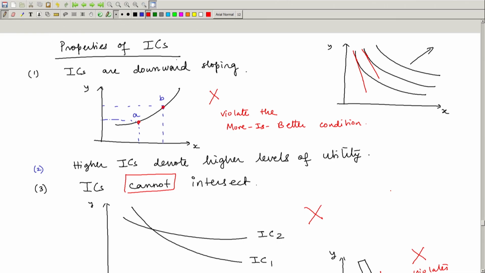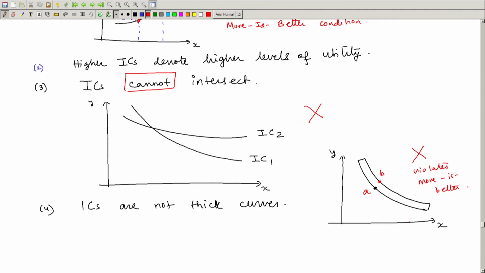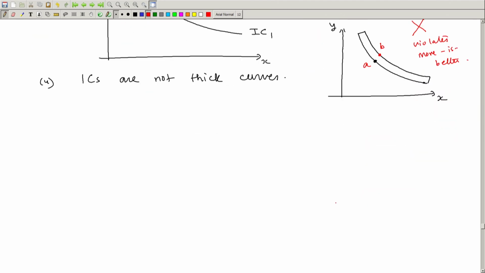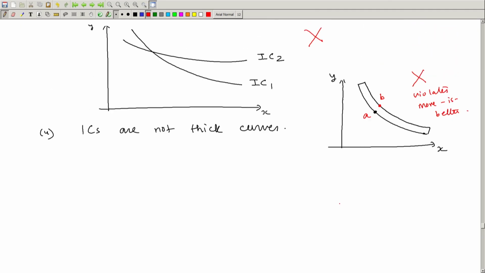Similarly, higher indifference curves will denote higher levels of utility. So, as I move in the northeast direction in the xy space, I will have levels of utility which are represented by higher numbers. The third and very important property which we are going to be proving just now is that indifference curves cannot intersect, and the fourth property that we said was indifference curves are not thick. So, they are going to be smooth thin curves.